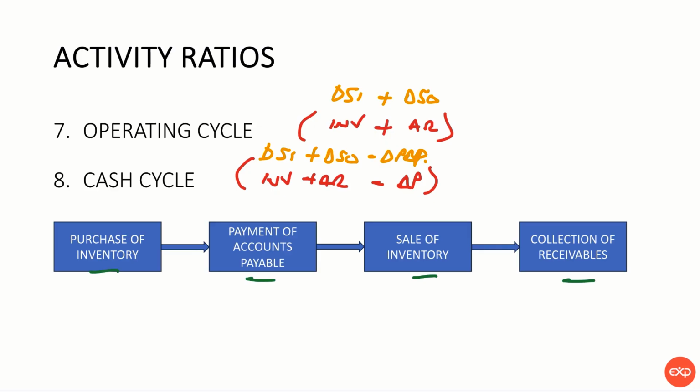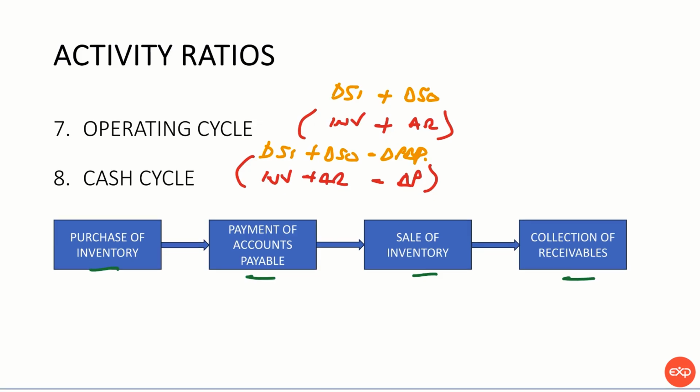Now, since we already have these numbers, we will just plot it out. We have 33 days for DSI. We have 21 days for DSO. That means it is 54 days for operating cycle. For cash cycle, DSI is 33, DSO is 21, DPAP is 47. So that means it's 7 days. So it takes us 7 days to actually convert everything into cash. That's pretty good. The lower the number, of course, because it is in days, the lower the number, the better it is.